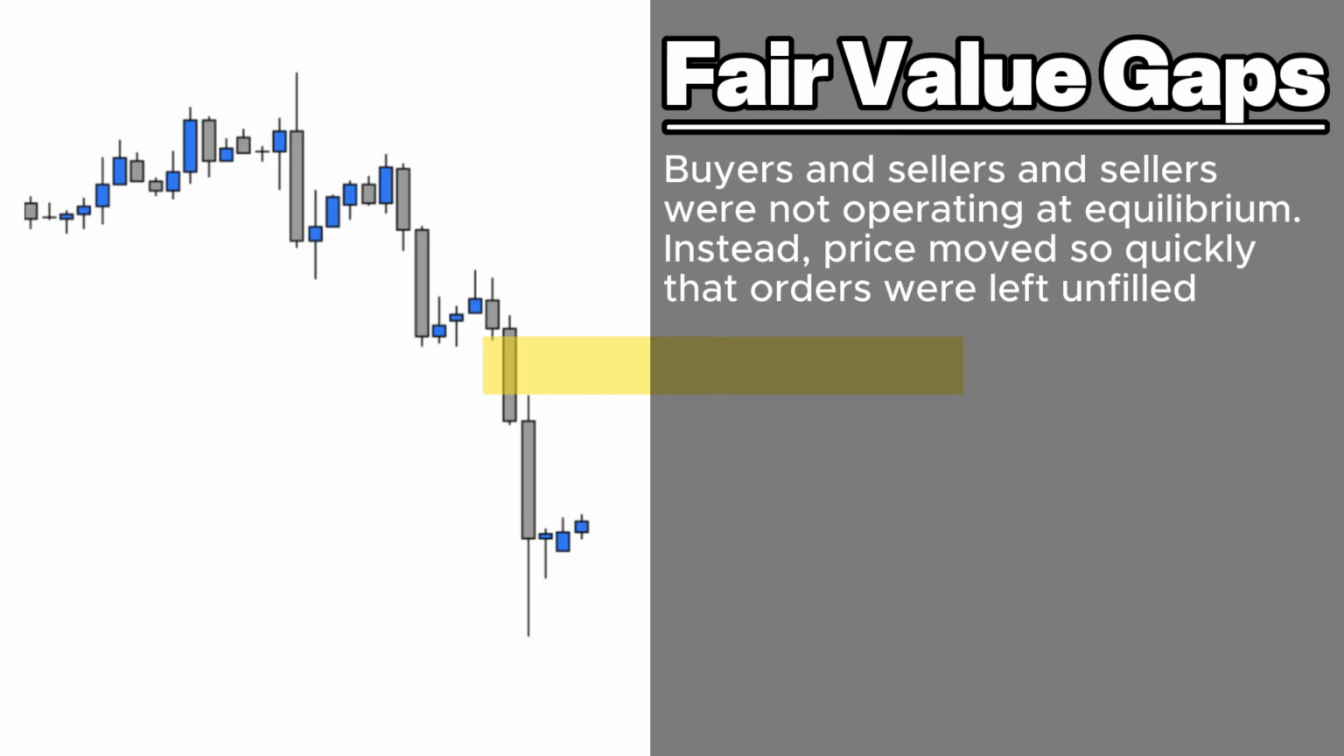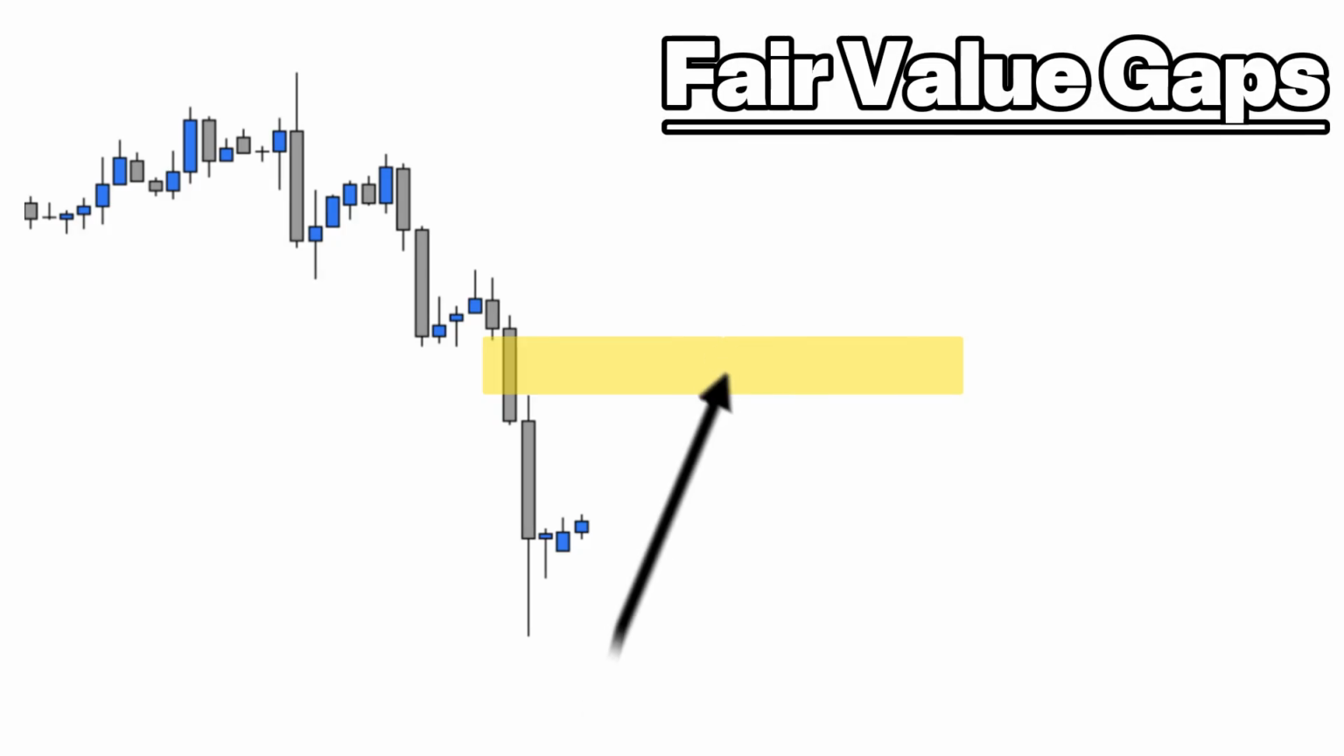Instead, price moved so quickly that orders were left unfilled. This imbalance is a strong clue that significant capital has entered the market. Because of this, price will often return to these areas in the future to rebalance and fill those remaining orders, which is why fair value gaps are so important in smart money concept trading.